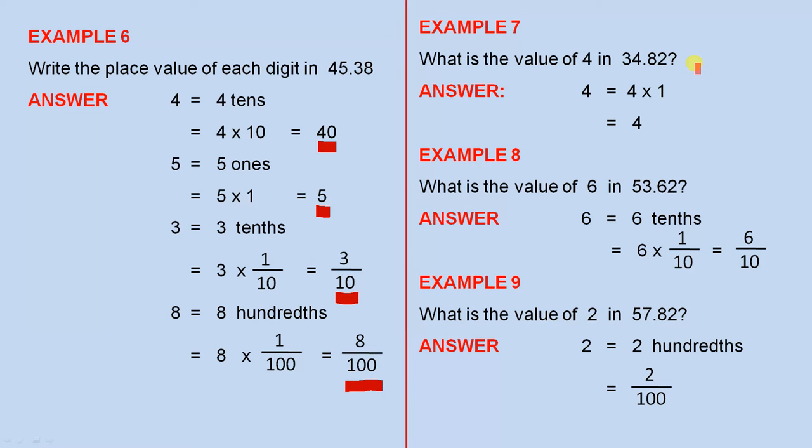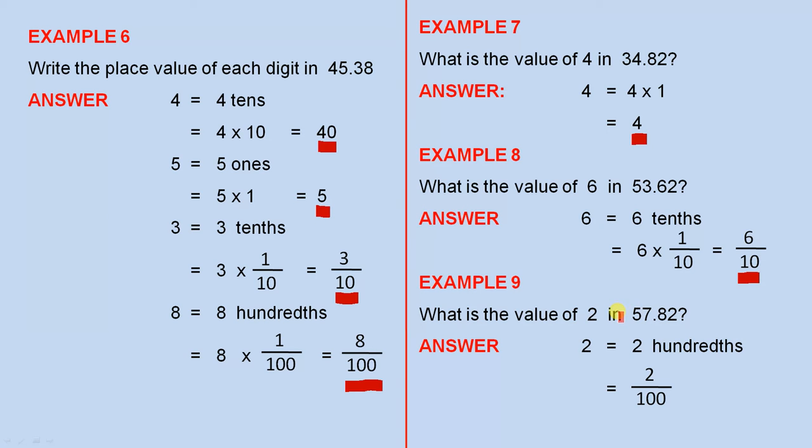Example 7, what is the value of 4 in 34.82? 4 is in the ones column, 4 ones are 4. That's the value. What's the value of the 6 in this number? It's directly to the right of the decimal point, so it's in the tenths column. 6 times 1 over 10 is 6 tenths. So that's the value of the 6.